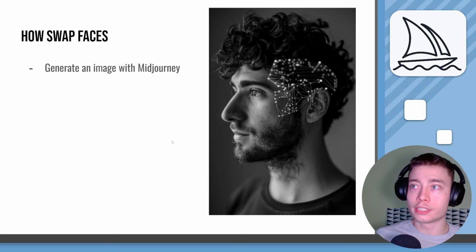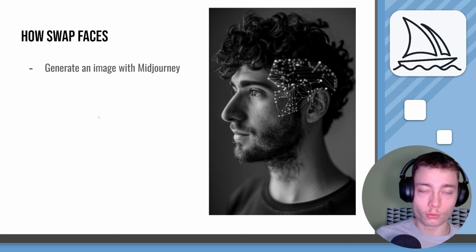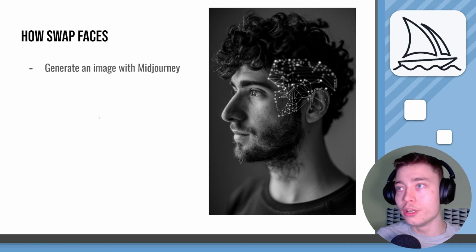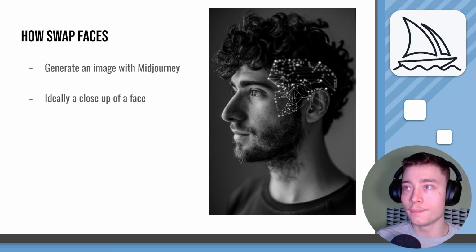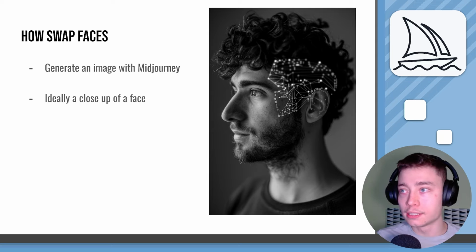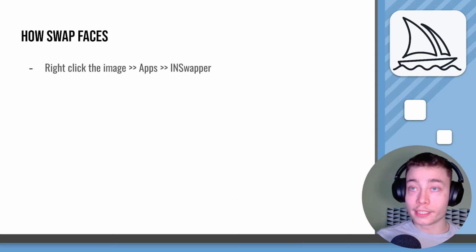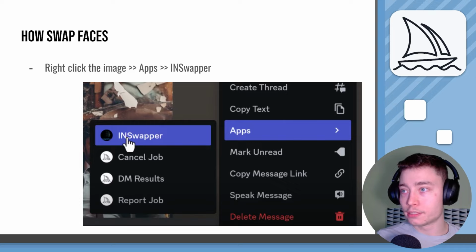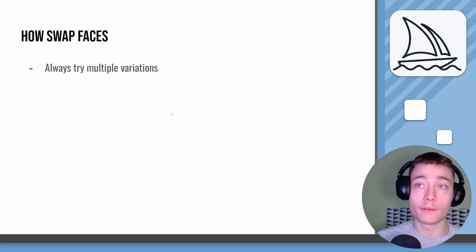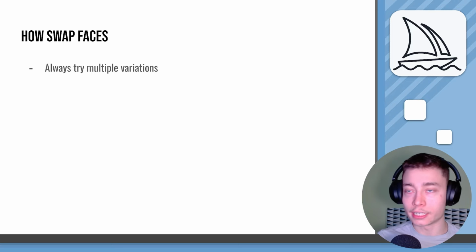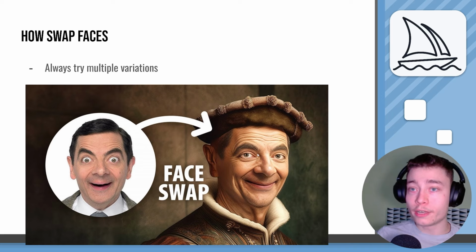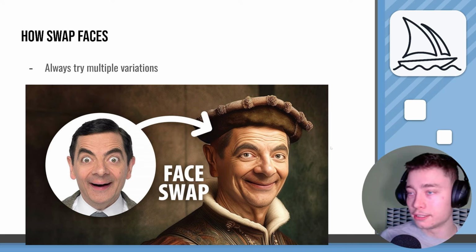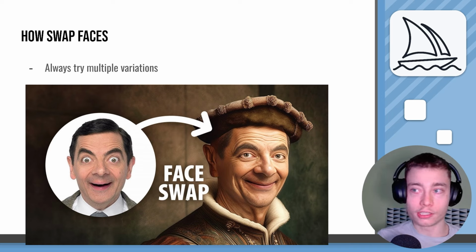So first you obviously need an image with a face. You can generate one with Midjourney, or you can use an actual photo that you already have. Just make sure it's a close-up, make sure it's high quality, the person isn't wearing glasses, stuff like that. And then right click the image, choose apps. So you can see apps and then click on InSwapper. And always try multiple variations because this is like a hit or miss. It's not always going to look as good as this. So try multiple variations, experiment with it, and see what you get. I mean, this one is honestly really good.